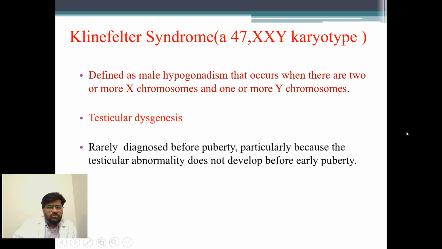So how do you define Klinefelter syndrome? It's defined as male hypogonadism that occurs when there are two or more X chromosomes and one or more Y chromosomes. There may be 48,XXYY, but they are rare compared to 47,XXY. And then there may be testicular dysgenesis. The testicles which they develop are not normal, and they are rarely diagnosed before puberty.